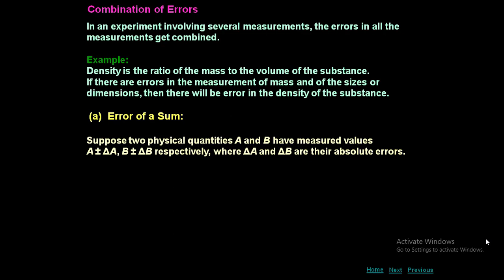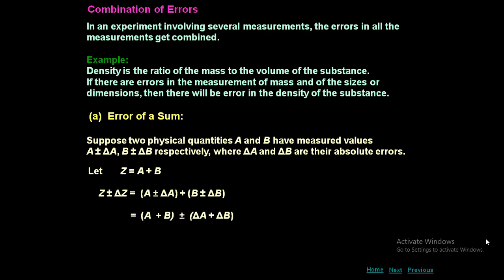So the value lies between these two. Here delta A and delta B are absolute errors. Let's suppose that I want to add A and B and the sum is equal to Z. So Z equals A plus B. What is the value of Z? The value of Z lies between Z plus or minus delta Z, which is equal to A plus or minus delta A plus B plus or minus delta B, which, if you rearrange, is A plus B plus or minus delta A plus delta B.